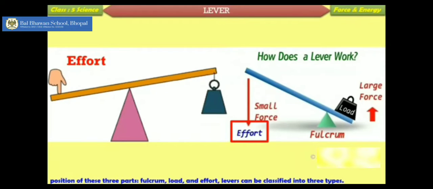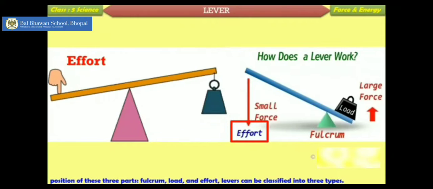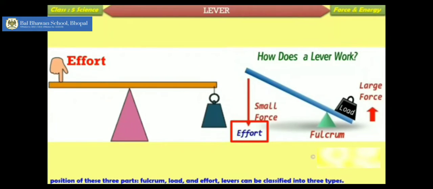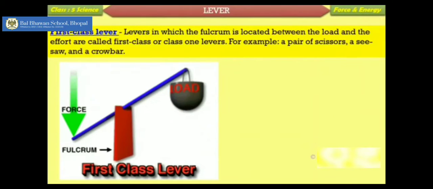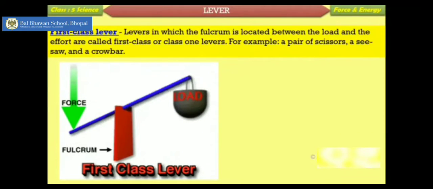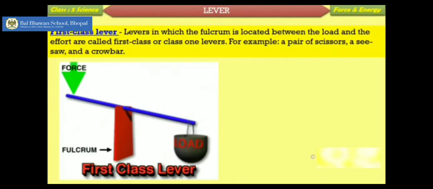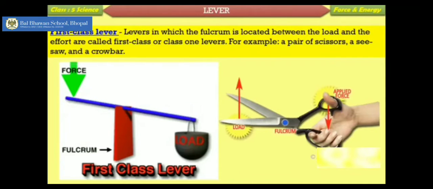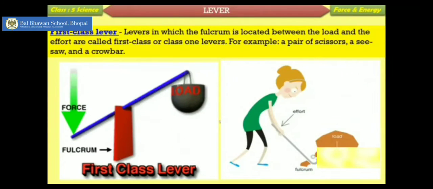Now, based on the position of these three parts, levers can be classified into three types. I hope you remember the names. Yes, the three types of levers are: first one is first class lever. Levers in which the fulcrum is located between the load and the effort are called first class or class 1 levers. Examples of such levers are a pair of scissors, a seesaw, and a crowbar.